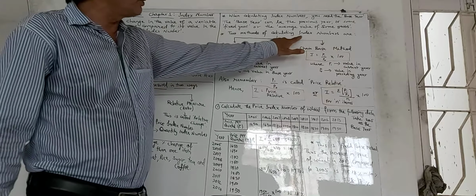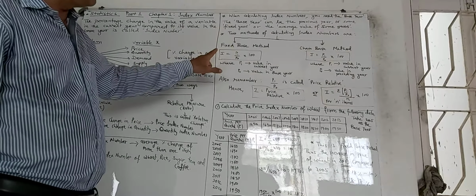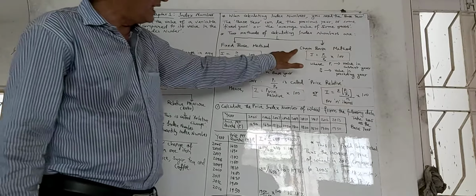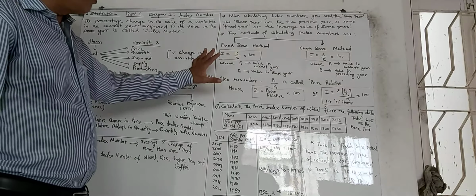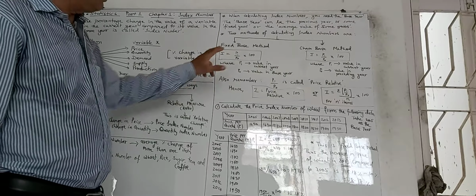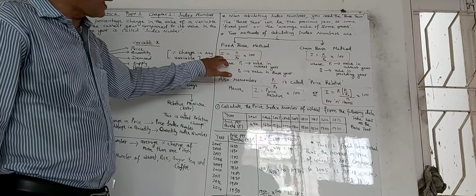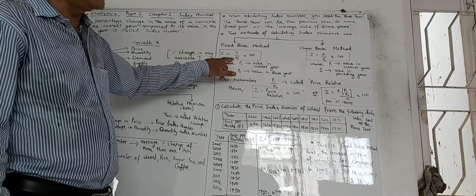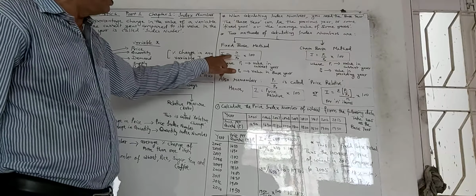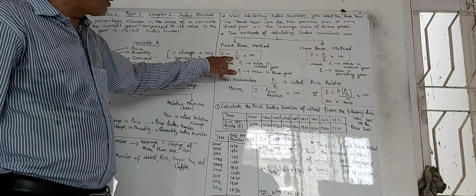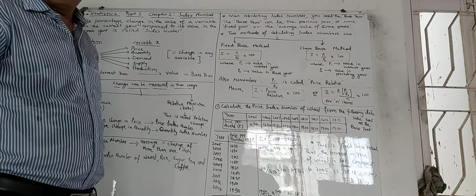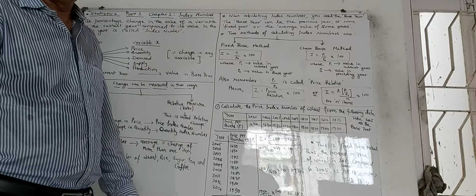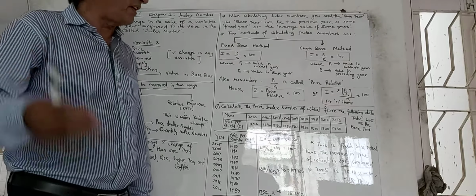2 methods of calculating index numbers. Now there are 2 ways of doing it. Fixed base method and chain base method. The formula for both is the same. For fixed base method, index number I is equal to P1 upon P0 into 100. You can call it P naught also. P naught also means the same thing. I prefer to call it P0. If you prefer to call it P naught, that's fine.